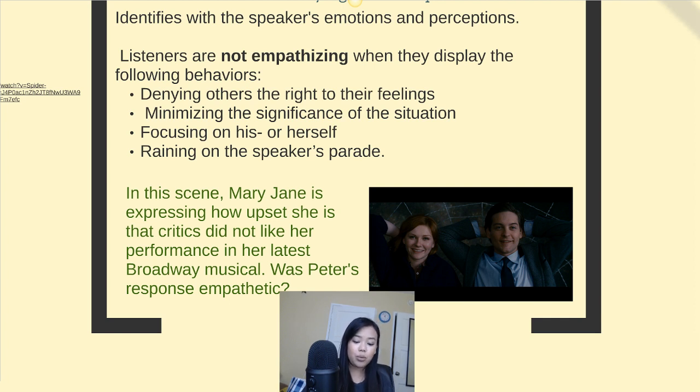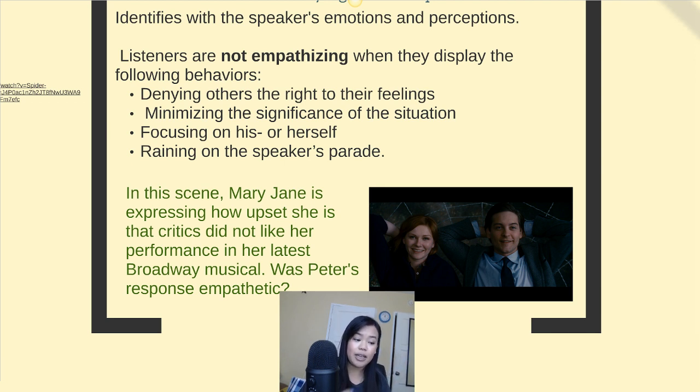The second one is minimizing the significance of the situation. This is when we try to put a silver lining on clouds, right? We try to say, like, well, it's not that bad because look at this. And usually that doesn't help the situation at all, because if someone's going through a bad time or something horrible has happened to them, putting a silver lining, well, it's not that bad because look at this, doesn't necessarily make them feel better.